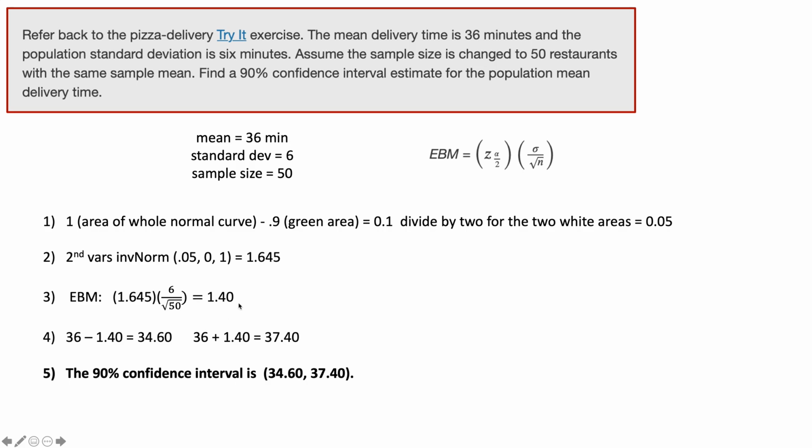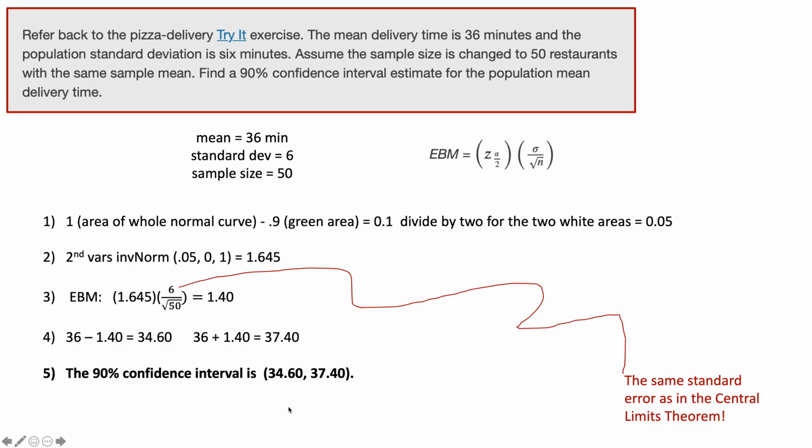That gives me 1.4. Then you just go up there and you say, look, the green is on either side of the mean. The mean is 36, so I'm going to do 36 minus 1.4 and 36 plus 1.4. That gives me my 90% confidence level.